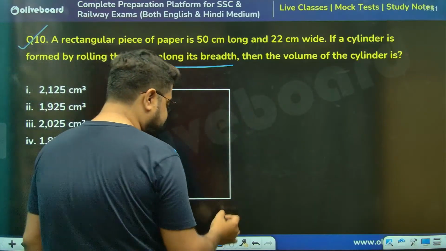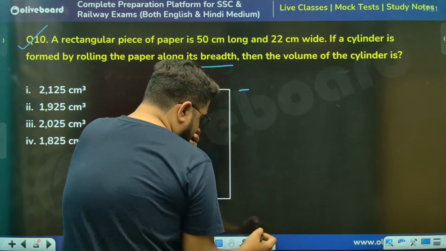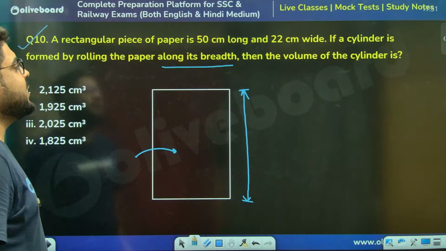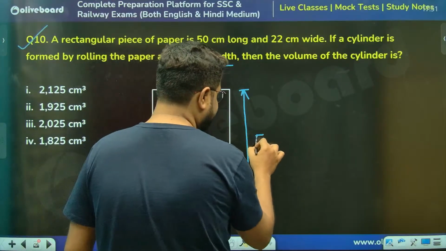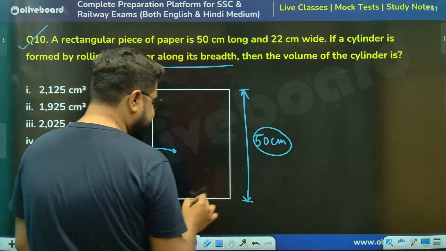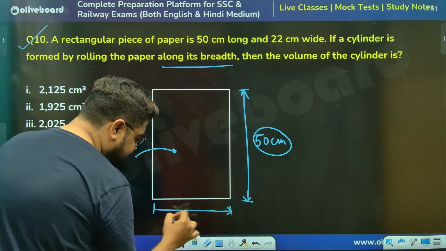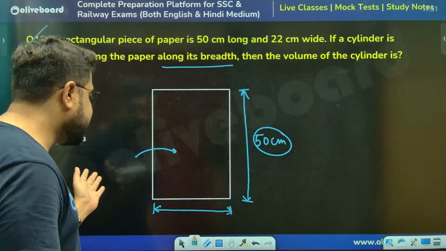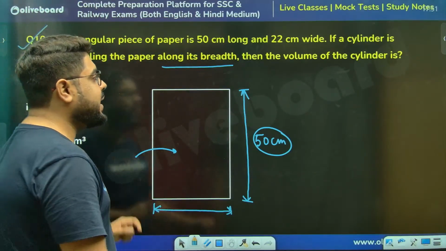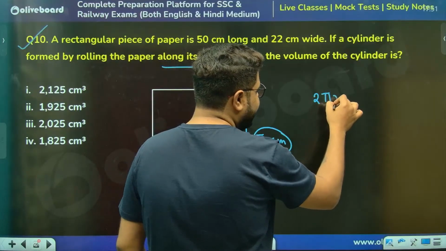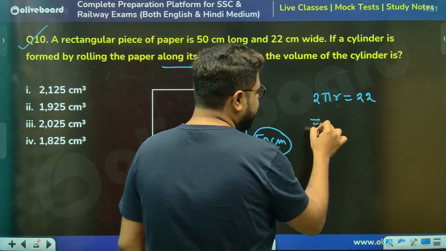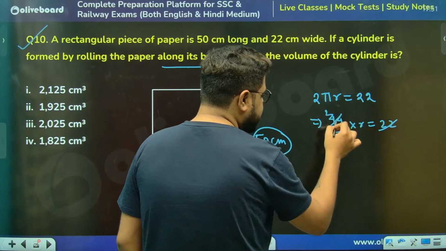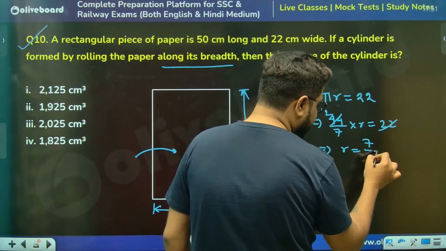So this is going to be the height now, sir. Extremely sorry. The length of the paper will be the height, sir. That is 50 centimeter. And sir, this width of the paper will be what? The circumference of the base, na, sir. Visualize. This will become the circumference of the base. That means 2 pi r. So 2 pi r will become 22. So meaning 44 by 7 into r is 22. So r becomes 7 divided by 2, sir.